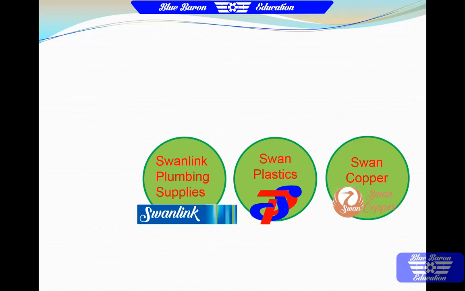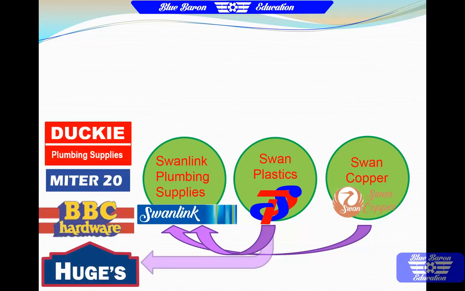Swan Copper makes, amongst other things, copper pipes and copper fittings, which of course is used in the hardware industry, in particular in the plumbing industry. Swan Plastics make downpipes and all those other bits and pieces that they then sell through to Swanlink Plumbing Supplies. They also sell it to other companies like Dickies, Mitre 20, BBC Hardware and Hughes.